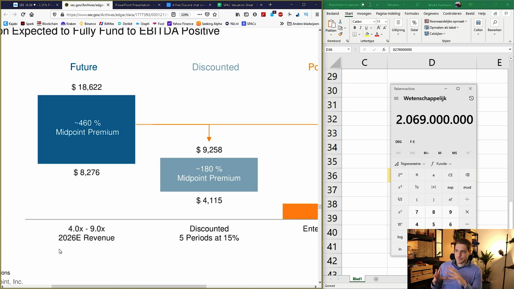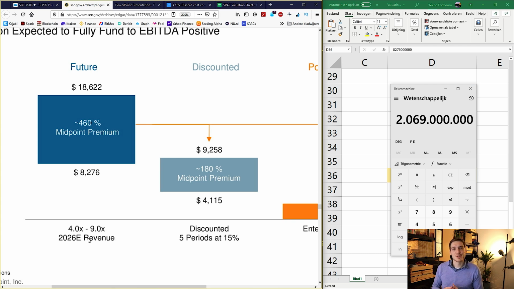Very well. Instead of using one number, 8.0x, we're going to use a range of numbers. And they go a little bit on the conservative side. They say we are going to take a look at a range of multiples from 4x on the low end to 9x on the high end. Okay, 4x on the low end, 9x on the high end.